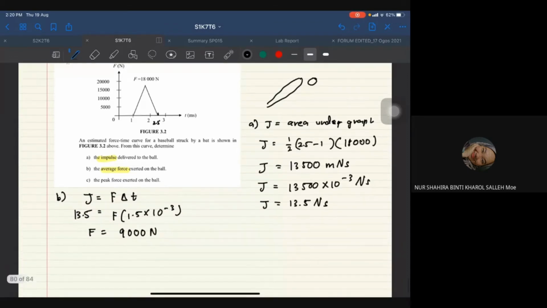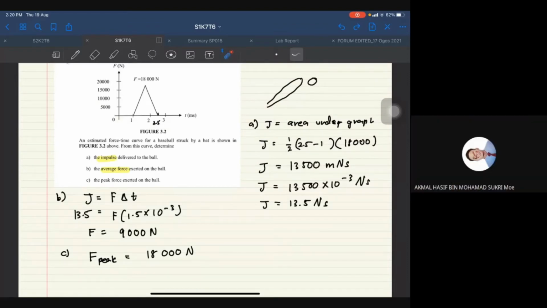Okay, and you can leave your answer like that. Question C, the peak force exerted on the ball. So F peak would be equal to... 1800. You can see from the diagram clearly. The peak force experienced by the ball would be over here, which is 1800. So do you understand what this graph has to do with this? Can you guys relate?